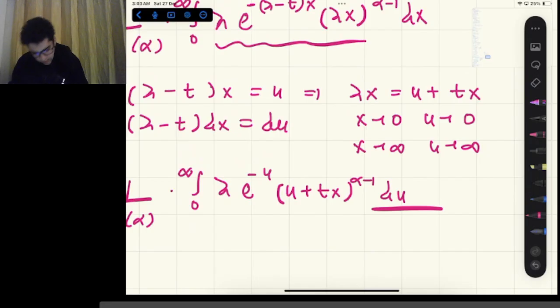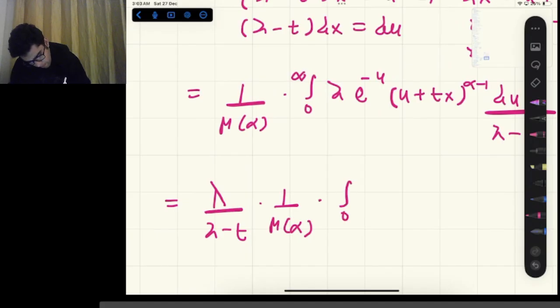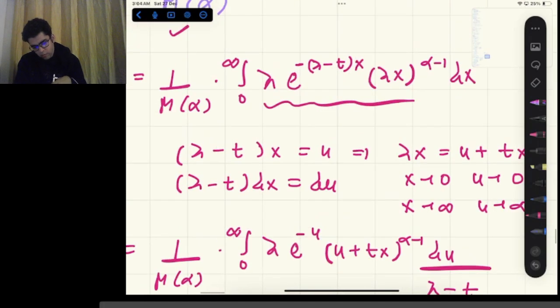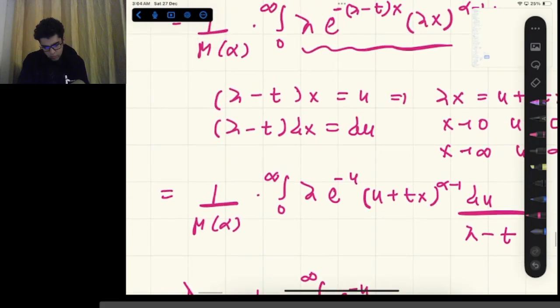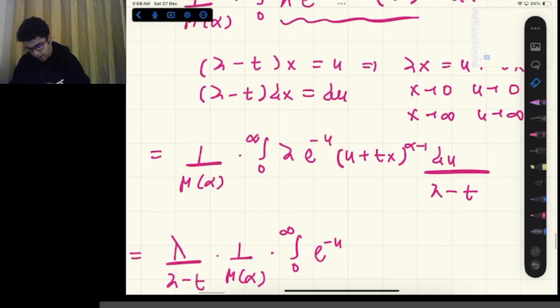Now du becomes lambda minus t dx. So finally this becomes u plus tx. Yeah, here I had to make a change.